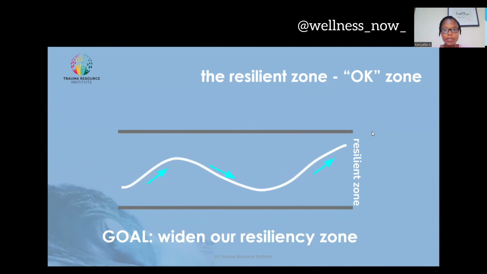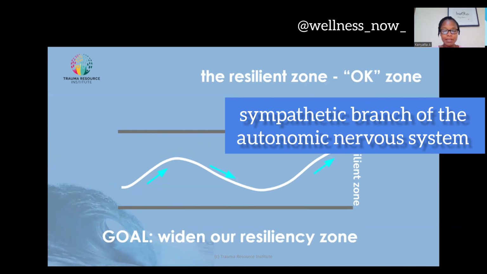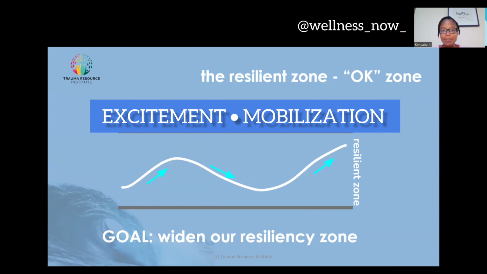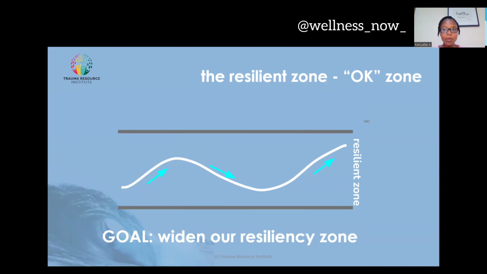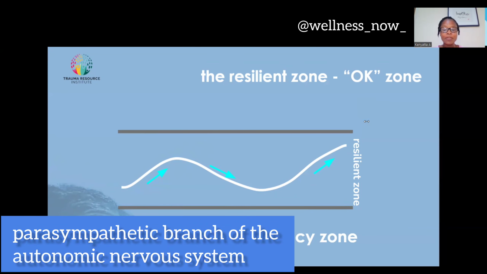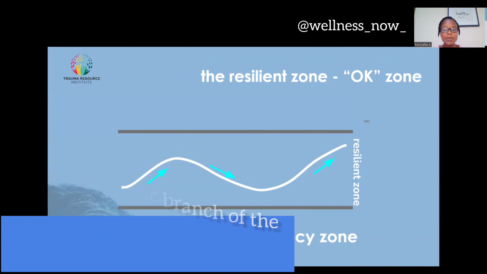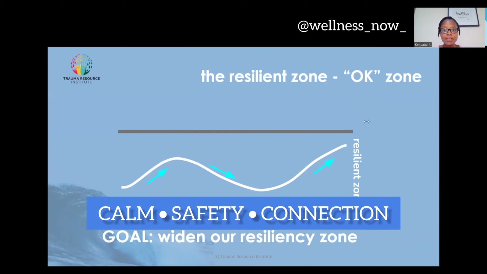Within this zone of tolerance, the white line depicts our inner experience, or movement of our nervous system, as life happens. So when we're within this optimal window of arousal, at the top end, hyperarousal or activation of the sympathetic system, we experience excitement and mobilization. At the bottom end, hypoarousal or activation of the parasympathetic system, we experience calm, safety, connection.